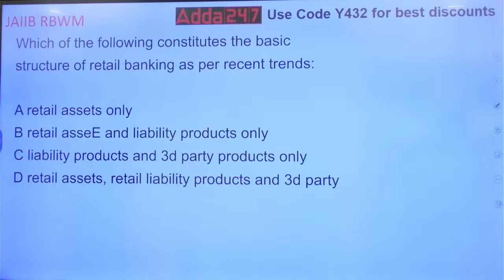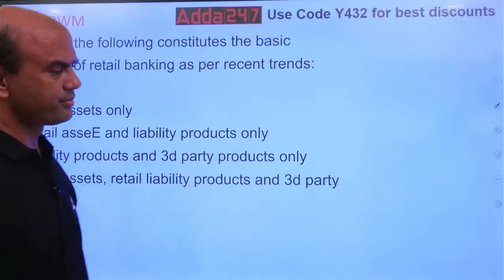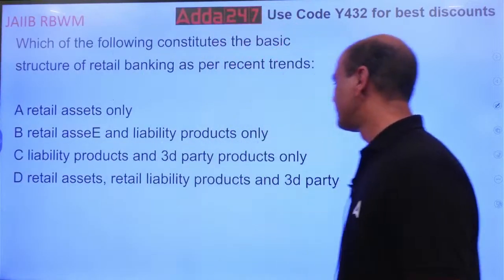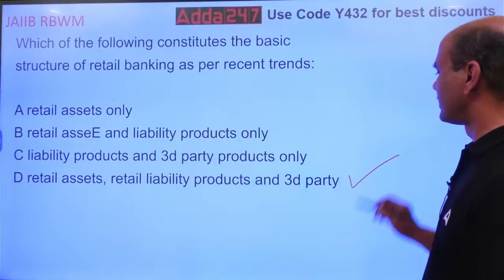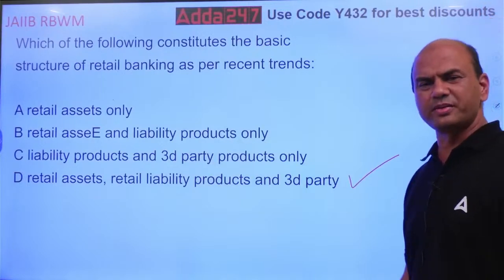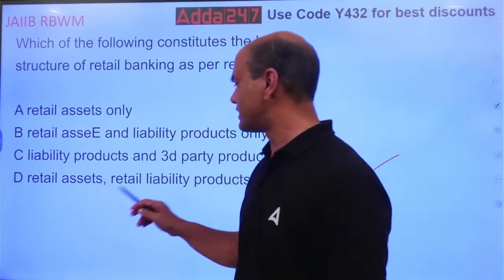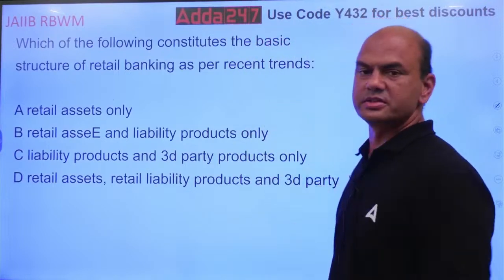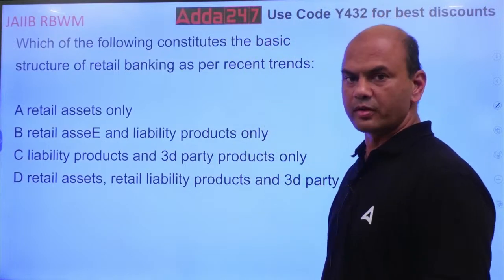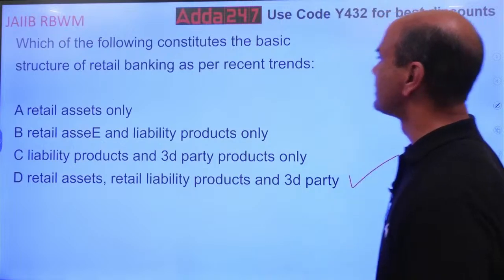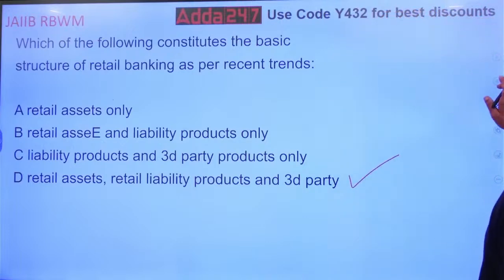Yeah. Basic structure. Yes, it is obvious, isn't it? Simple one. It is third party. Okay, third party products means all of them: retail assets, retail liability, third party products, all of them. Got it? Clear, everyone? Next one.